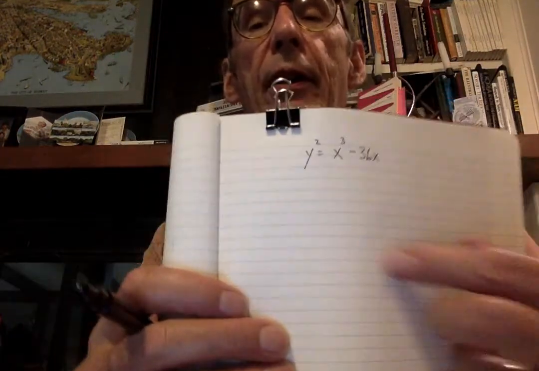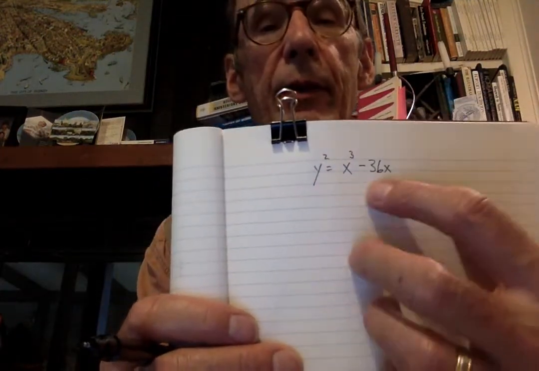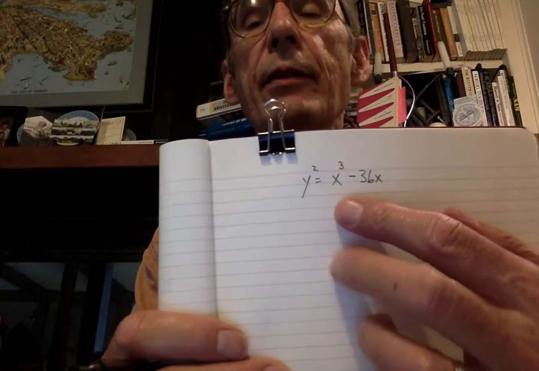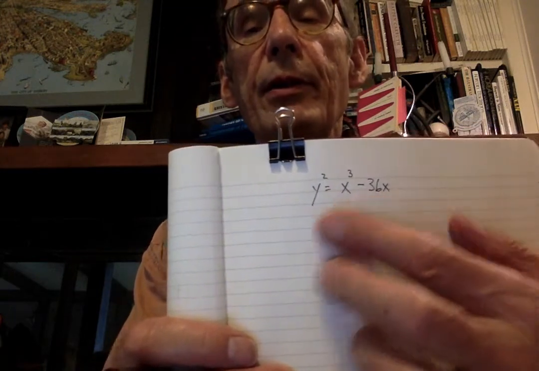Let's look at how some of this stuff with the mean value theorem and signs applies to a specific graphing problem. Again, graphing is never the solution, but it can lead to the solution. And so I want to look at this function here. I'm sorry, it's not a function. It's an equation. y squared is x cubed minus 36x.